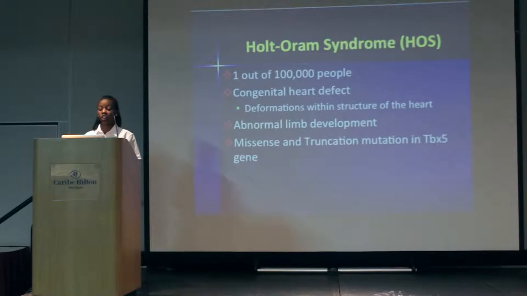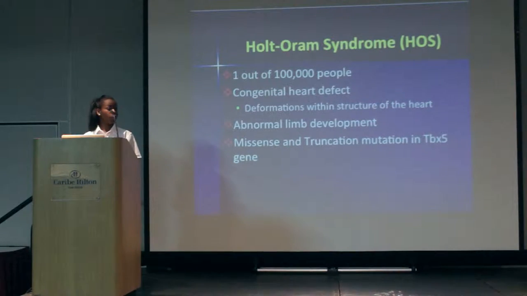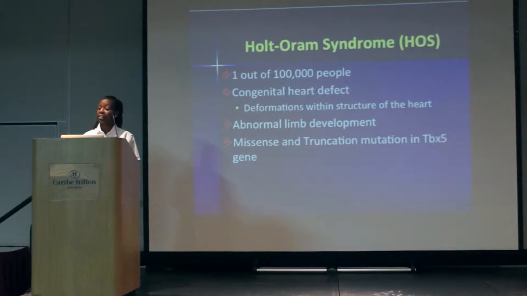Holt-Oram syndrome, also known as HOS, is a rare disorder that affects about 1 out of every 100,000 people. This syndrome is categorized by a congenital heart defect, as these defects develop before birth and involve deformations within the structure of the heart. Additionally, those diagnosed with HOS also possess abnormal bone development within the upper limbs. Furthermore, this genetic disorder is inherited autosomal dominantly and is caused by a missing intrication mutation in the TBX5 gene.